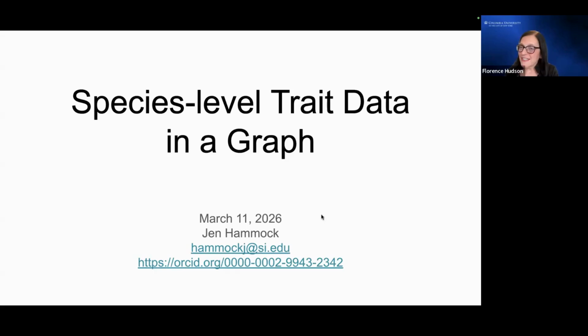And we're super excited to have Jen Hammock presenting today. Jen and I met recently at another data-related workshop on biodiversity data, and we were really enthralled learning about the Encyclopedia of Life. And so Jen is at the Smithsonian Institution and the National Museum of Natural History, and she'll be presenting today on species-level trait data in a graph.